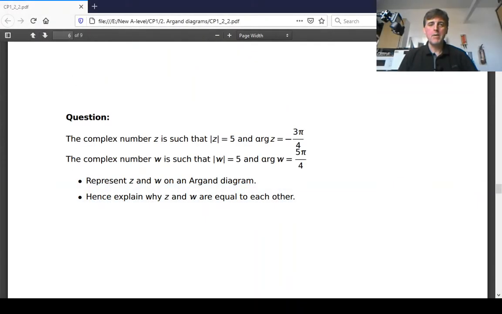Okay, getting the idea? All right then, so we've met modulus and argument now, but there's a couple of other situations I just want to go over before we finish this video. I'd like you to think about the question which is on the screen here. Pause the video, have a go at it, and see if you can work out what's going on.